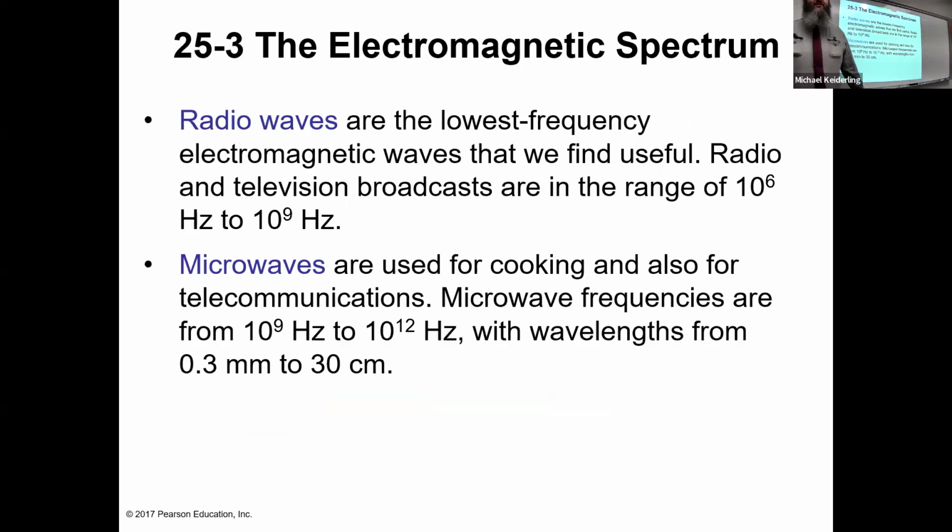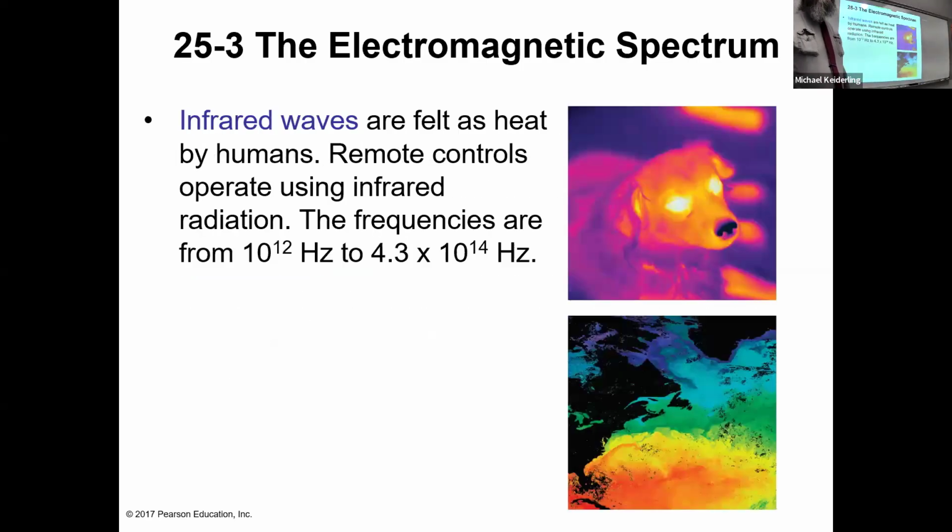Radio and television broadcasts are 10 to the 6 hertz to 10 to the 9 hertz. Microwaves get used for cooking and for telecommunications. The microwave frequencies are 10 to the 9 hertz to 10 to the 12 hertz, with wavelengths from 0.3 millimeters to about 30 centimeters. Infrared waves are felt as heat by humans. Remote controls operate using infrared radiation, and their frequencies are from 10 to the 12 hertz to 4.3 times 10 to the 14 hertz, which is the lower end of human ability to see light, for red.